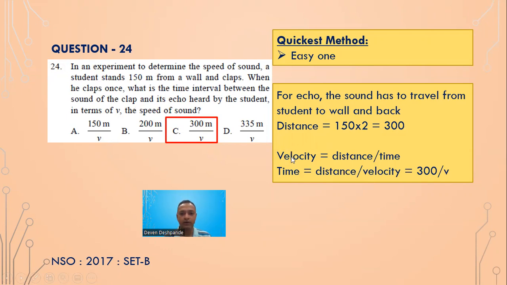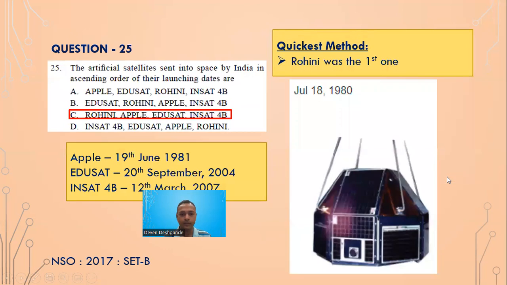What is the velocity? Velocity will be distance upon time. So time is basically distance upon velocity. So what is the distance? 300, and velocity is v, isn't it? So time will be 300 upon v.